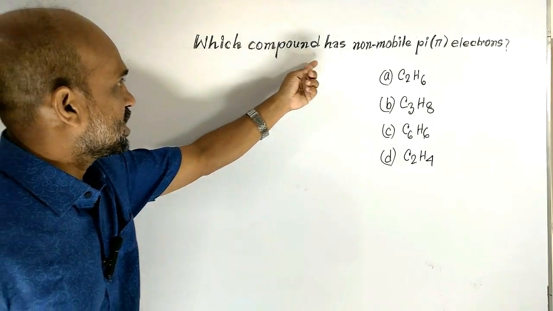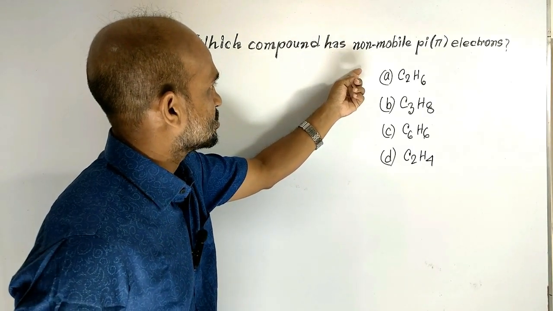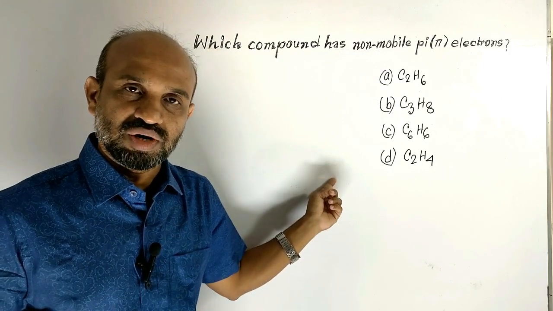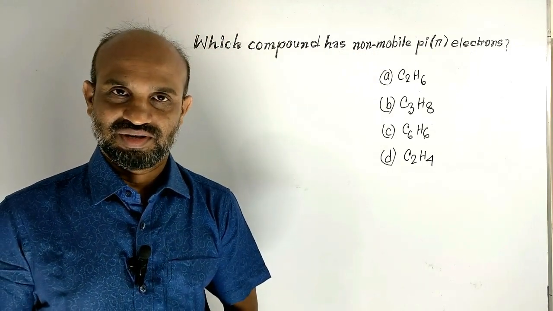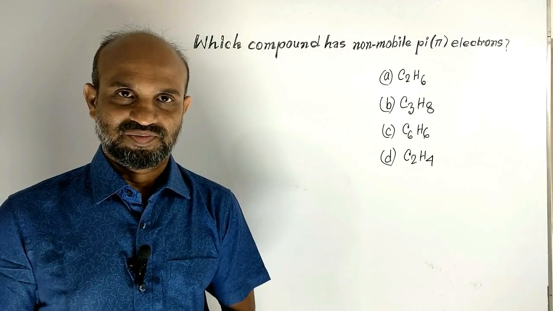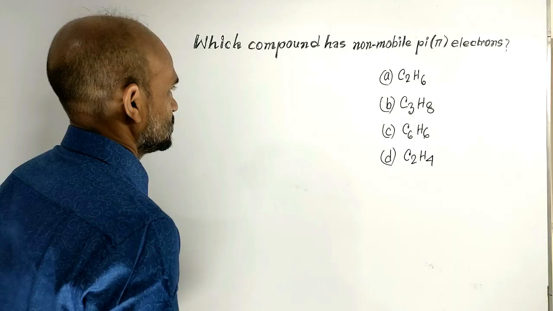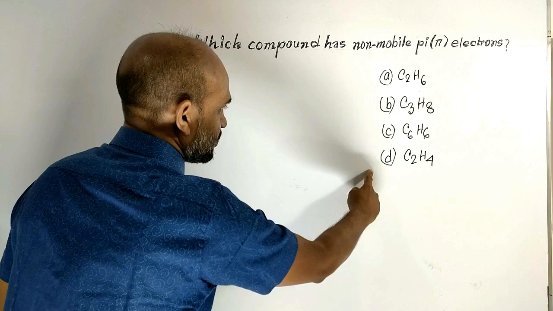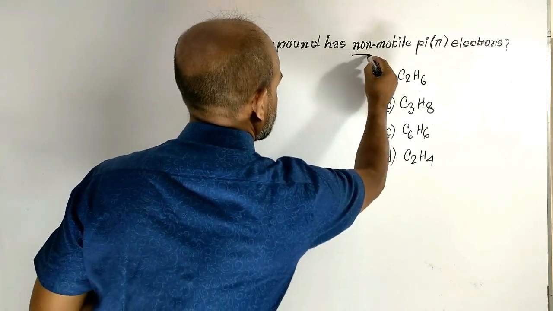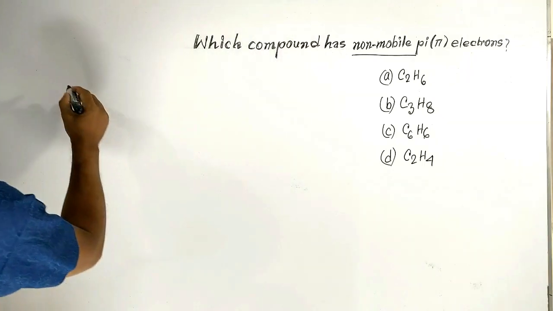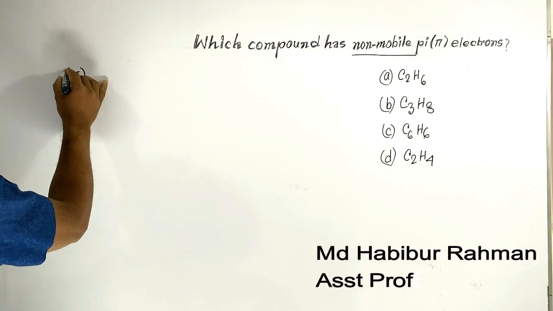Which compound has non-mobile pi electrons? Which one of the following compounds has non-mobile pi electrons? Let us see the matter. Non-mobile. Let us see. A.